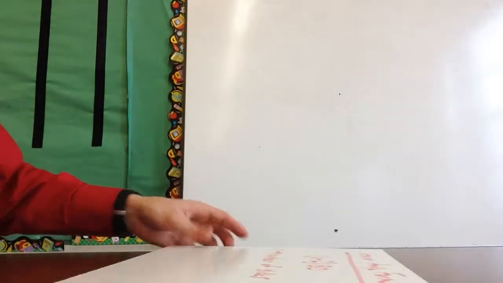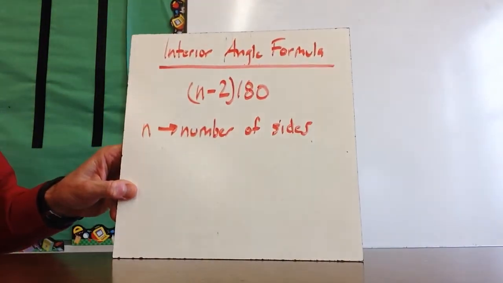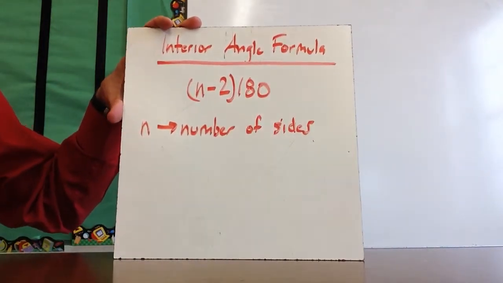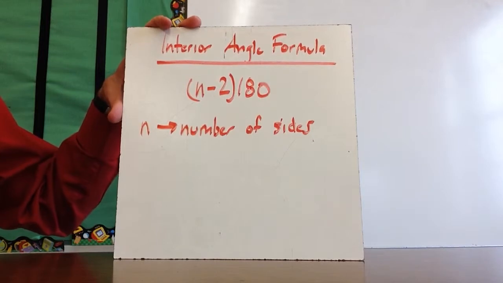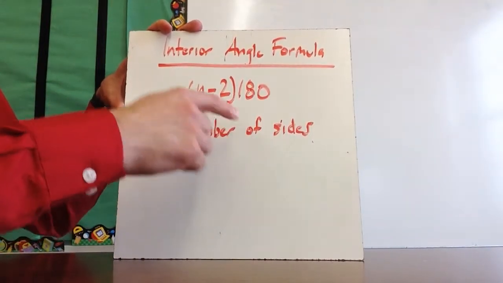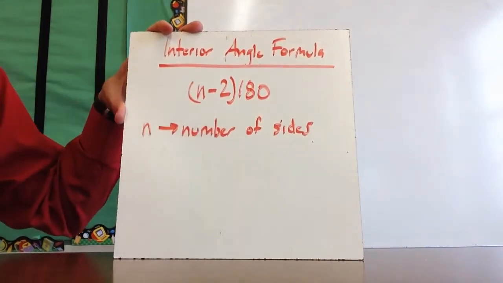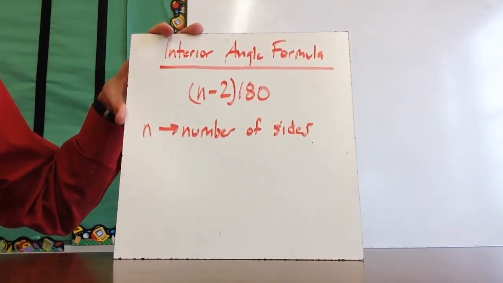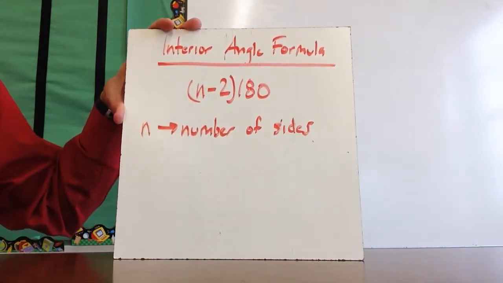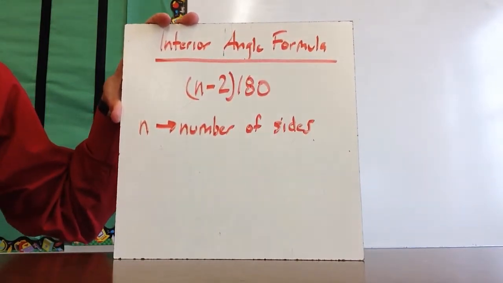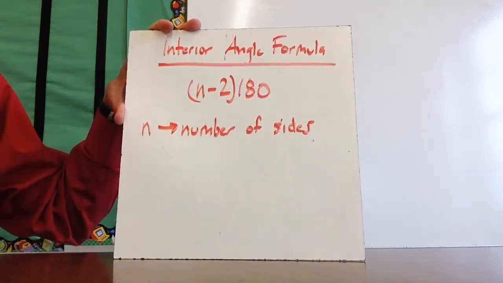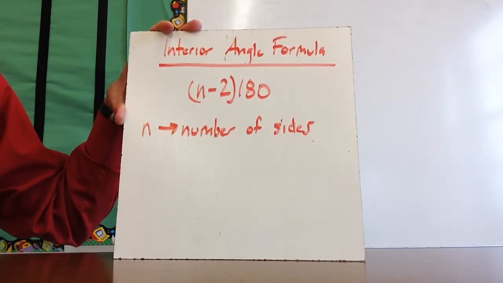Secondly, I would make sure that you have this formula written down. This is how you find the total degrees of the interior angles of a shape. It's n minus 2, and n is the number of sides. N minus 2 times 180 will tell you the total number of degrees inside of a polygon. I'm going to show you what this looks like, or why this happens, in just a second. You may want to pause the video at this time and write down this formula as well, since we're going to be using it.